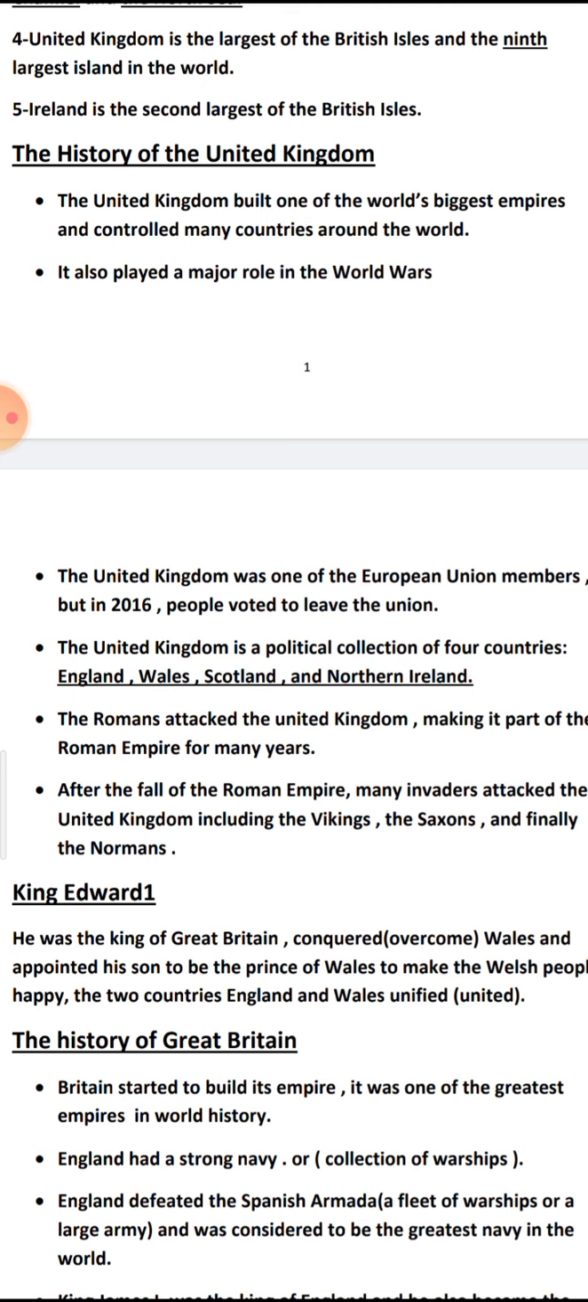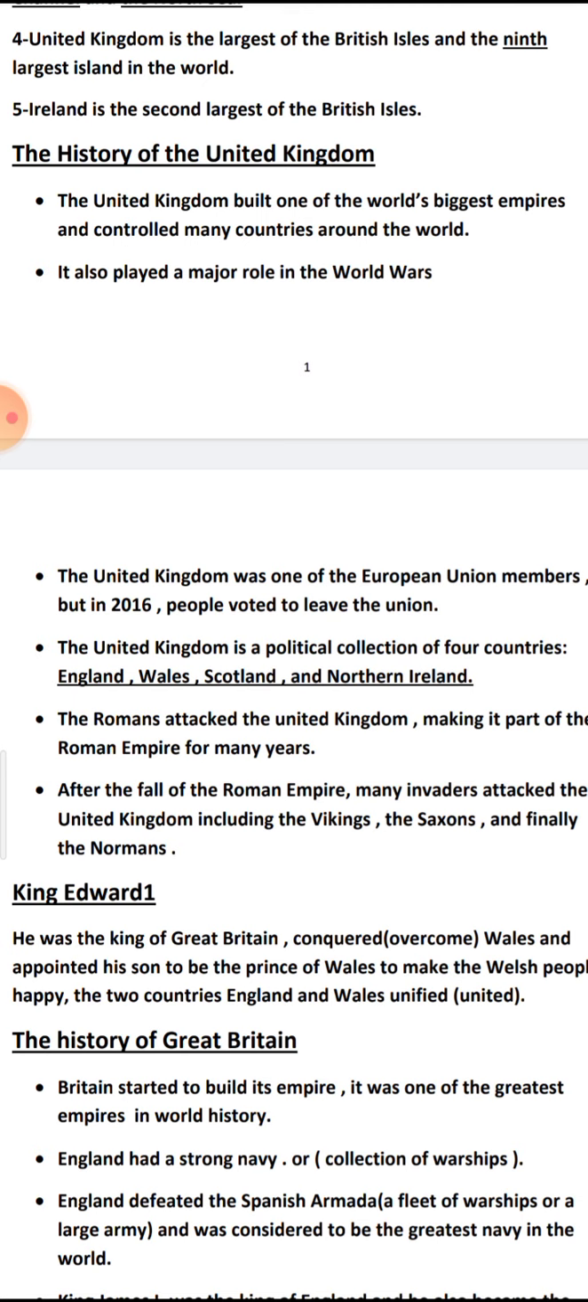And if I ask you, what is meant by empire? And give me an example of an empire. Empire means a group of countries with a single authority or a single king. And if I ask you to give examples of empires, you can tell me the Roman Empire. Controlled many countries means that it took a lot of countries around the world.